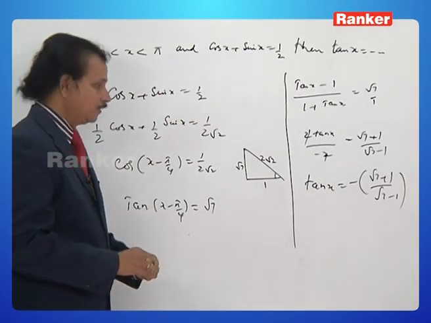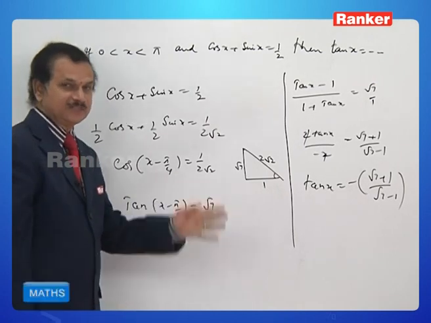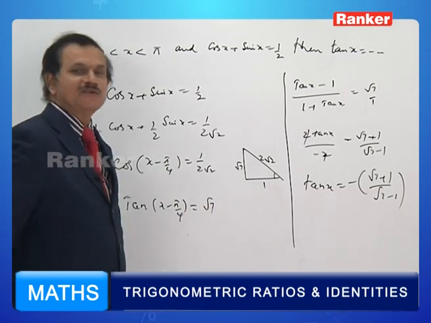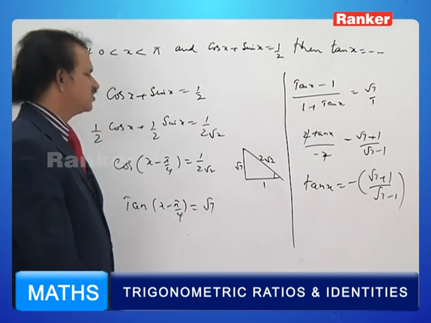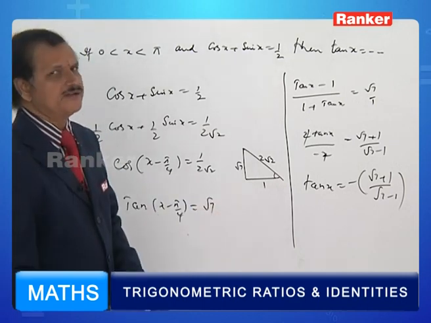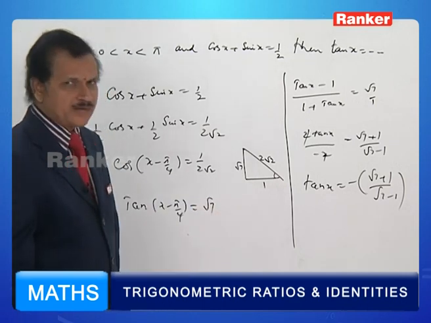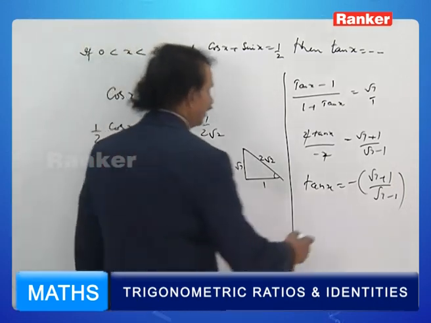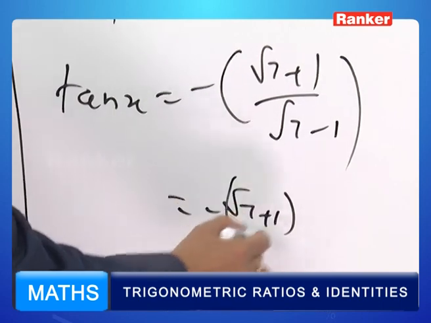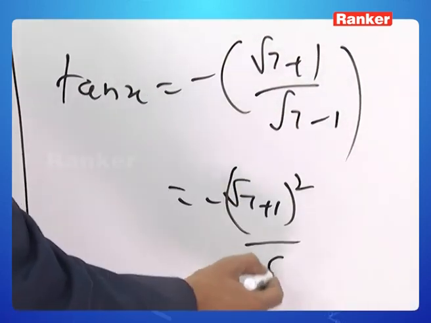Minus 1. Therefore, x lies in the second quadrant and x minus pi by 4 lies in the first quadrant. He has just asked us for the value of tan x and we have got it. And if you want it rationalized, it can be done also. This is nothing but (root 7 plus 1) whole square by 7 minus 1, that is 6.